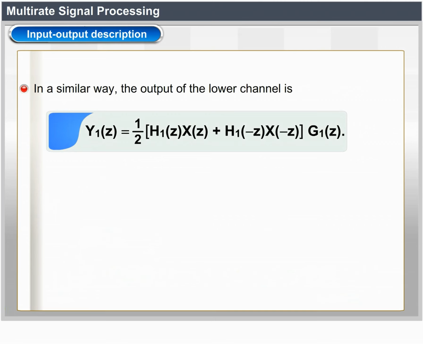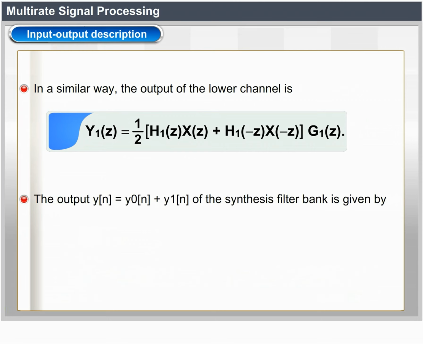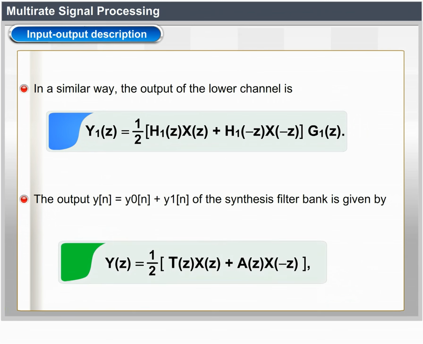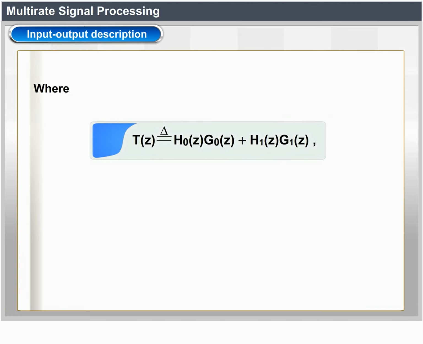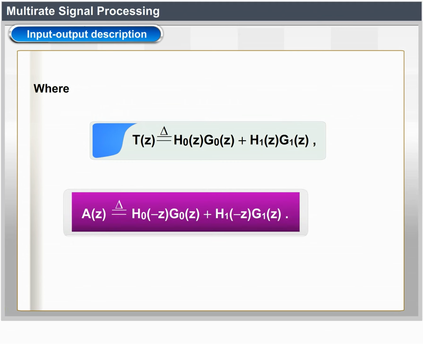The output y(n) equal to y_0(n) plus y_1(n) of the synthesis filter bank is given by Y(z) equal to 1/2 [T(z) X(z) plus A(z) X(minus z)], where T(z) is approximately equal to H_0(z) G_0(z) plus H_1(z) G_1(z). A(z) is approximately equal to H_0(minus z) G_0(z) plus H_1(minus z) G_1(z). Two channel filter bank.